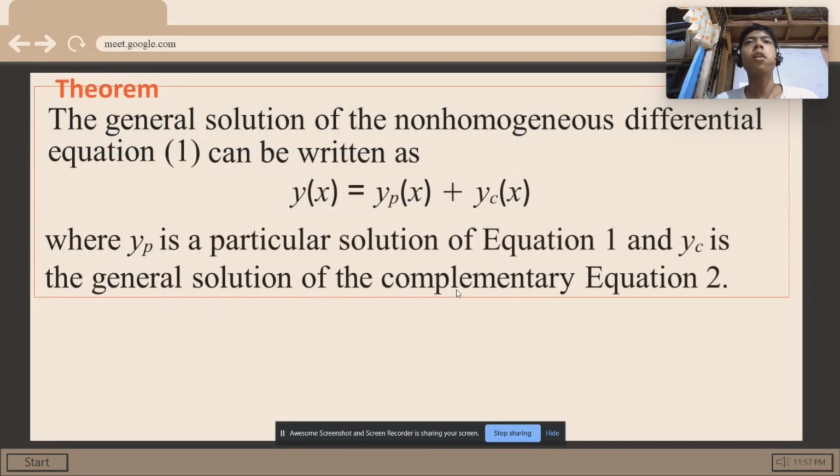The general solution of the non-homogeneous differential equation can be written as y of x equals y sub p of x plus y sub c of x, where y sub p is a particular solution of equation 1 and y sub c is the general solution of equation 2.